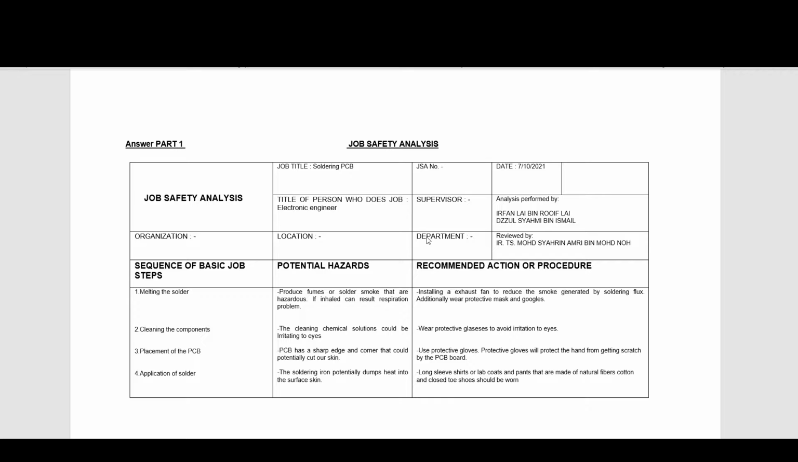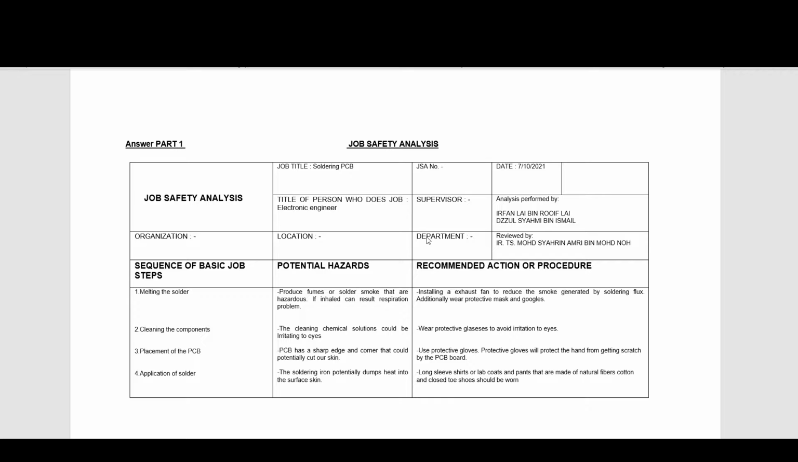On the bottom we split into three columns. The first is the sequence of the basic job steps, which means every single activity in that job. So we can analyze the hazard of each activity, which is the second column, the potential hazard. In the third column we have the recommended action, which basically means how we are going to prevent something bad from happening.